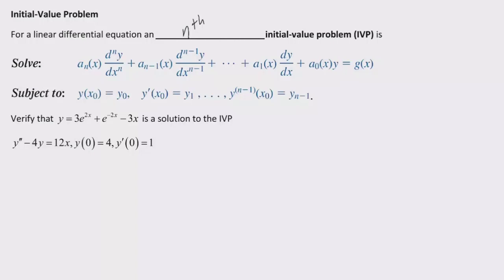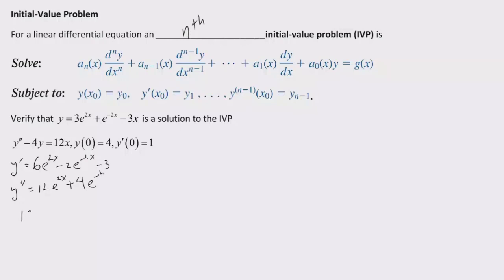All right, so let's first figure out what the second derivative of y is. y prime is 6e^(2x) minus 2e^(-2x) minus 3, and y double prime would be 12e^(2x) plus 4e^(-2x). That's it.